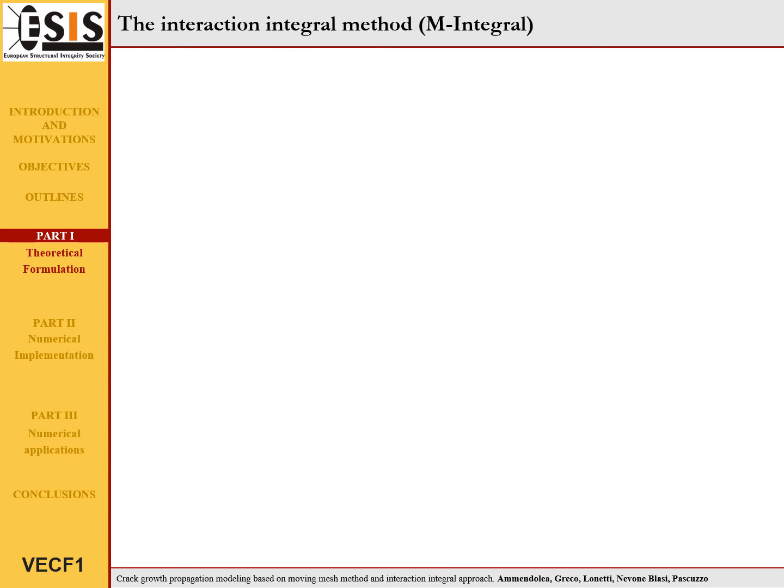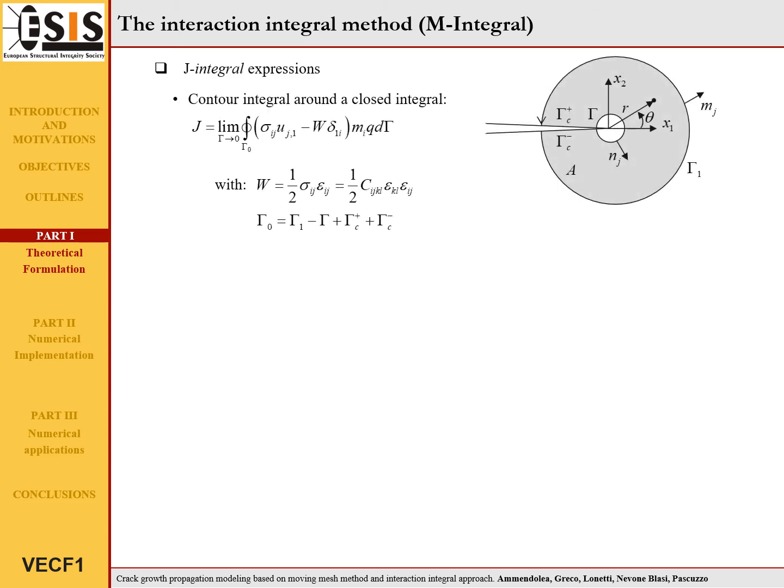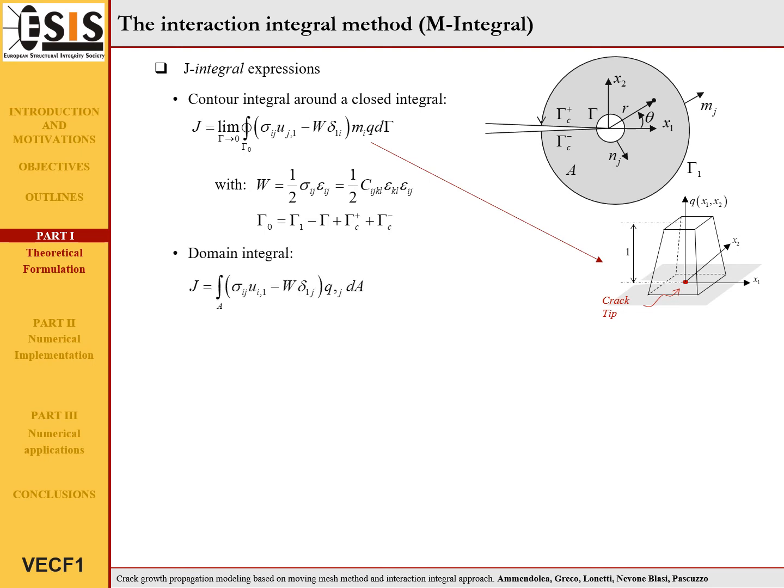The crack tip problem, which consists in the evaluation of the stress intensity factors, is solved by means of the interaction integral method. The interaction integral expression, also known as M-integral, can be obtained starting from the classical definition of the J-integral applied to a closed contour surrounding the crack tip. In the contour integral expression, Q is an arbitrary weight function with values varying smoothly from 1 to 0 by passing from the inner to the outer edge of the contour. For computational reasons, the J-integral is usually converted in a domain integral form by applying the divergence theorem.